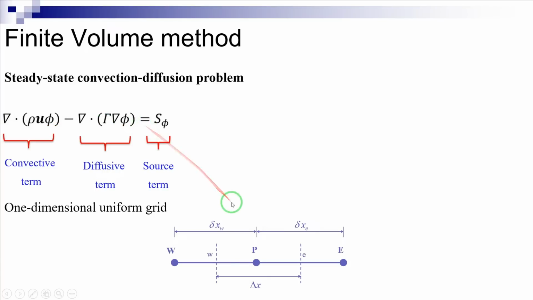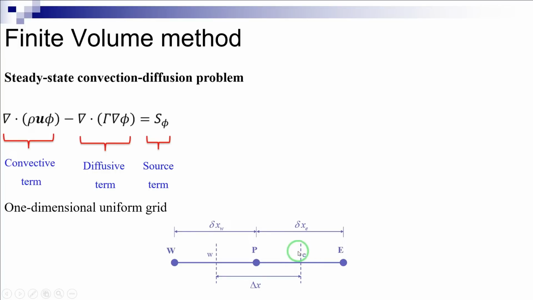Here, uppercase W, P, and E indicate the centers of the western, central, and eastern control volumes respectively. The west side face of the central control volume is referred to by the lowercase w, and the east side face of the central control volume by the lowercase e.